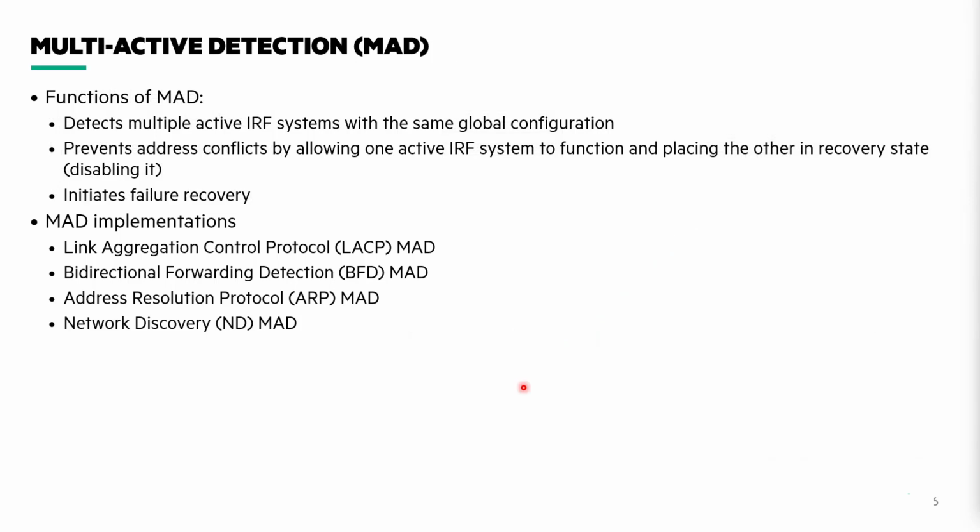Now, to overcome or to counteract that, we have what is called multi-active device detection, or multi-active detection, MAD. It has extreme flexibility and can be implemented in 4 different ways. The common way is LACP MAD. Also, this is common: you can do ARP MAD, and you can do IPv6 network discovery MAD as well.